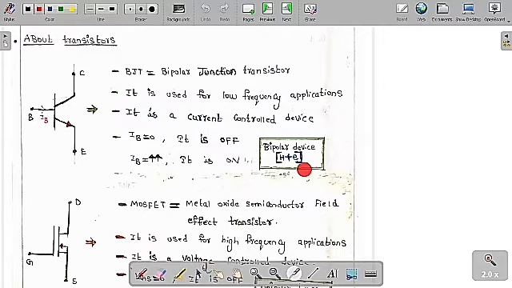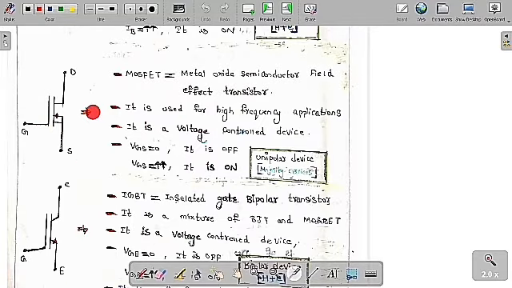So that is the reason we are going to call it a bipolar device, meaning both holes and electrons are responsible for the flow of current. So we can say it is a bipolar device. So now we will discuss the MOSFET.